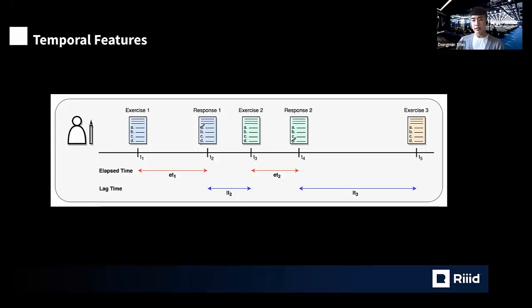And the lag time is the time difference between when the next exercise is received and when the previous exercise is solved. So in this figure, T3 minus T2 and T5 minus T4 can be interpreted as lag time. And in this period, students can study other contents such as commentary of the exercise or some lectures related to the exercise, or take a break or stop learning at all.